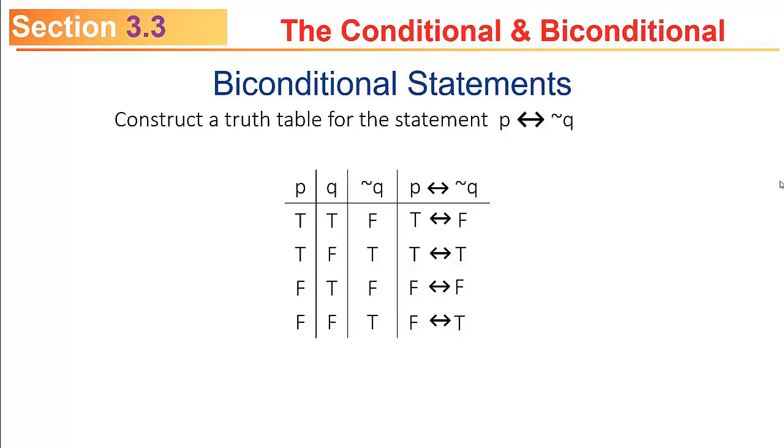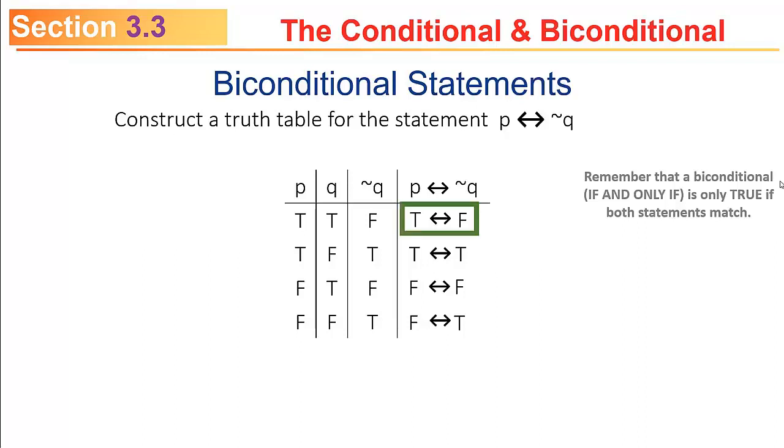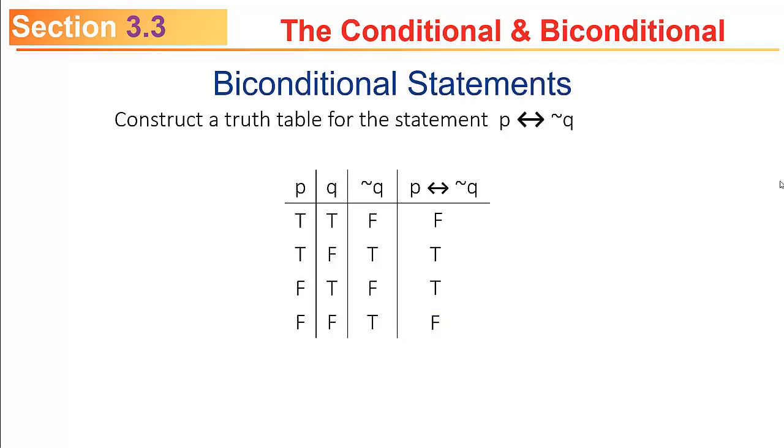And then I've got to remember that the memory aid for biconditional is it's only true if they match. So you're going down and scanning and looking for matches. True if and only if false is not a match, so it's false. True if and only if true is a match, so it's true. False if and only if false is a match, so that's true. And false if and only if true is not a match, so that's false. And there's your truth table.